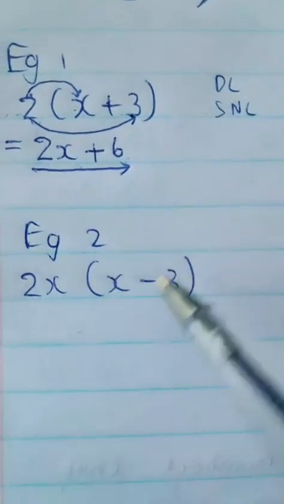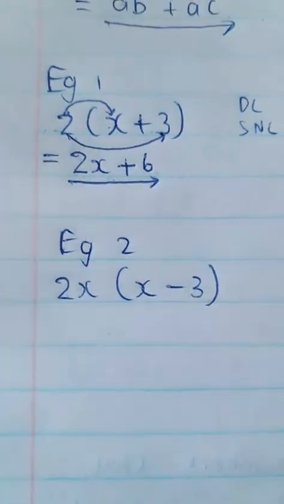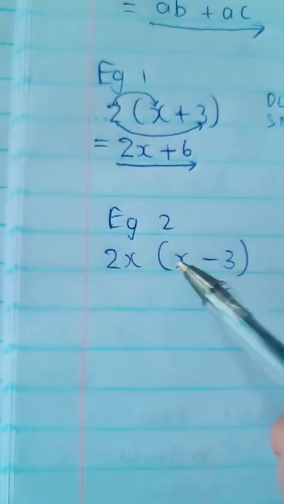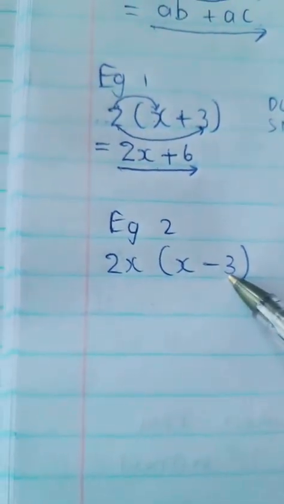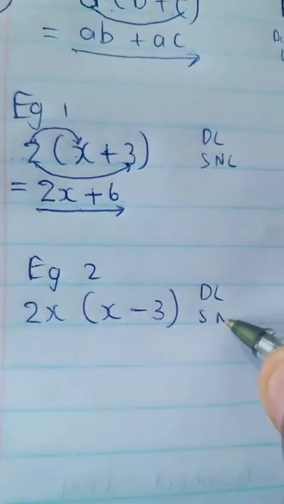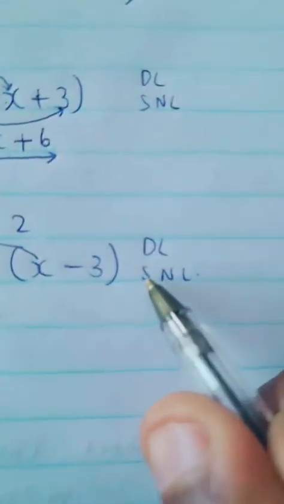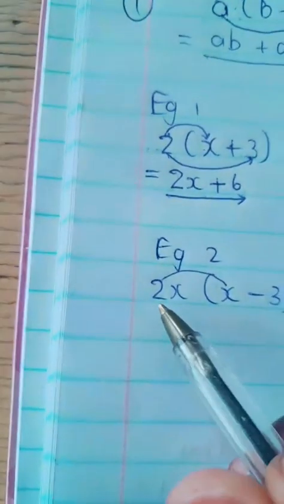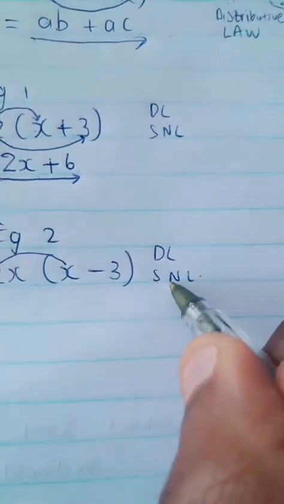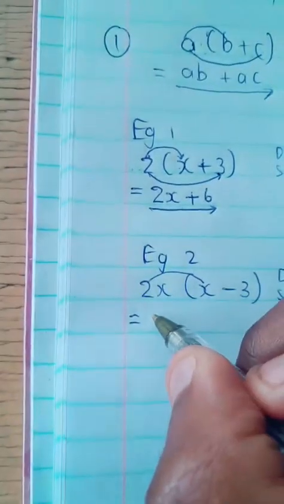2x into x minus 3. Monomial by a binomial. So this term 2x, this one x, this one minus 3. We apply the distributive law using S and L. Distribute 2x into x. Apply sign multiplication. Positive times a positive is positive. Number: 2 times, there's a 1 here. 2 times 1 is 2.